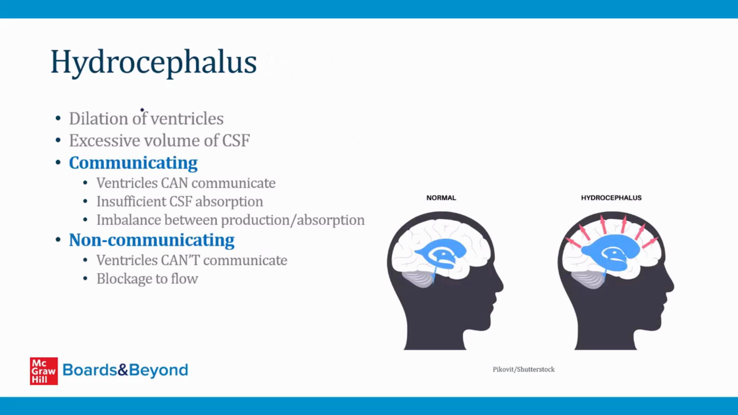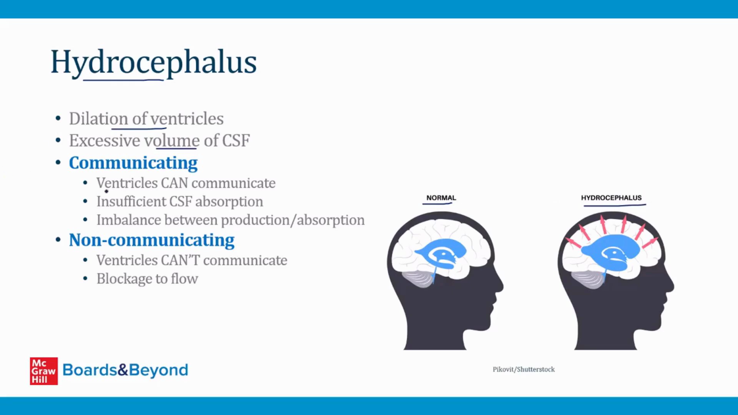The major pathology associated with the ventricles of the brain is hydrocephalus. This refers to dilation of the ventricles with excessive volume of CSF inside the ventricles. And this is displayed in this image on the slide here. This is what normal ventricles might look like. Right here, we've got hydrocephalus, where you can see the ventricles are much, much bigger.